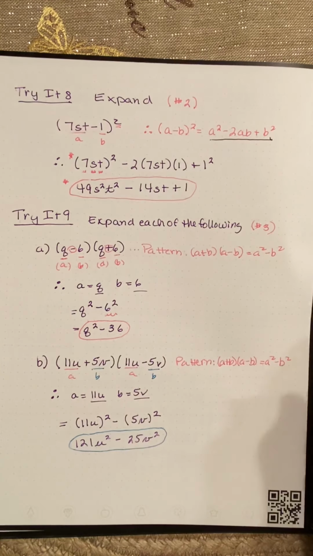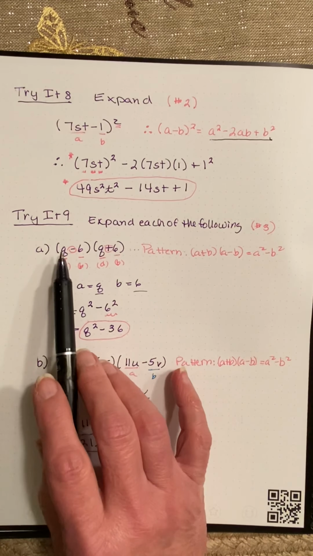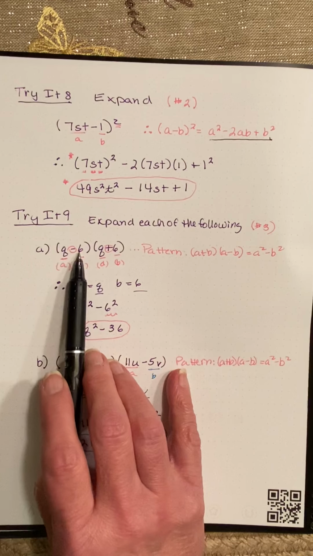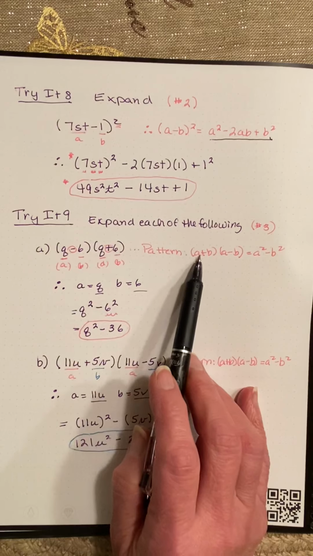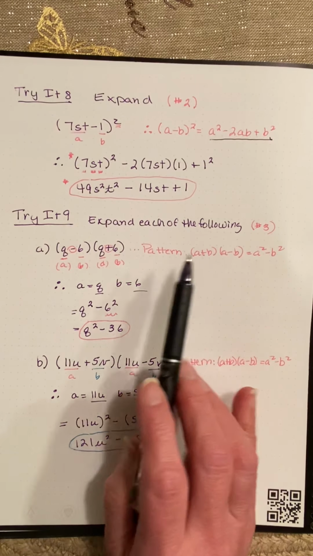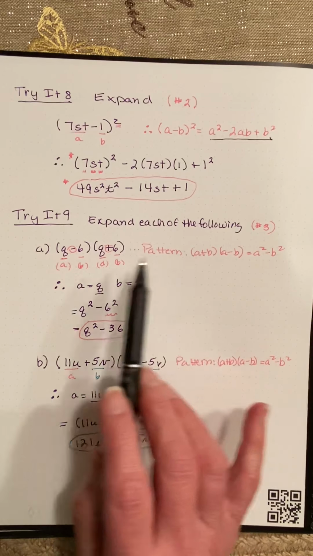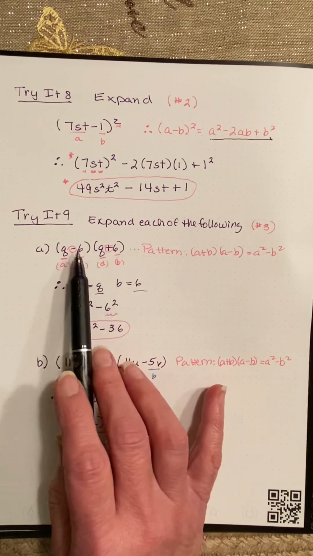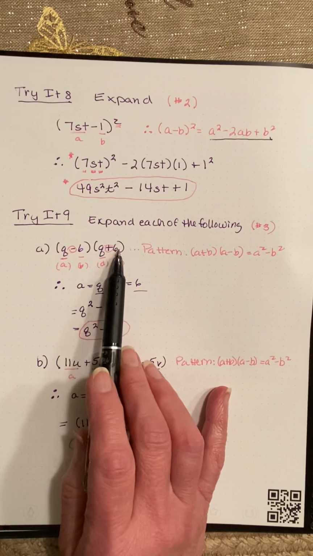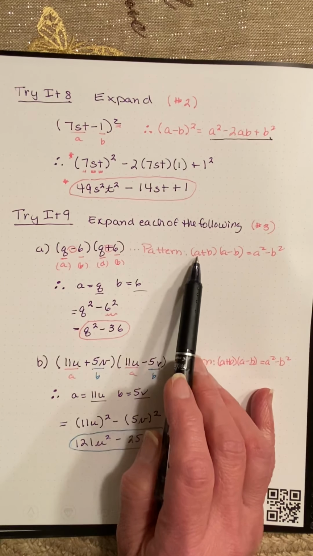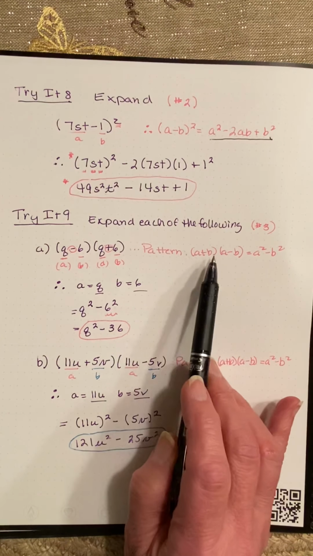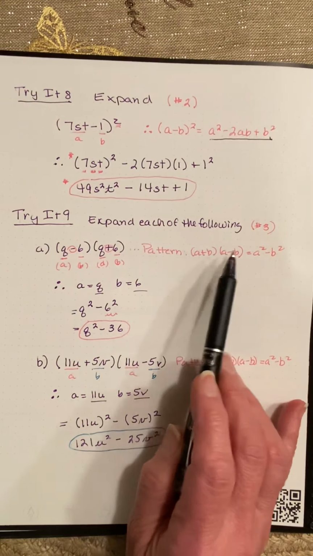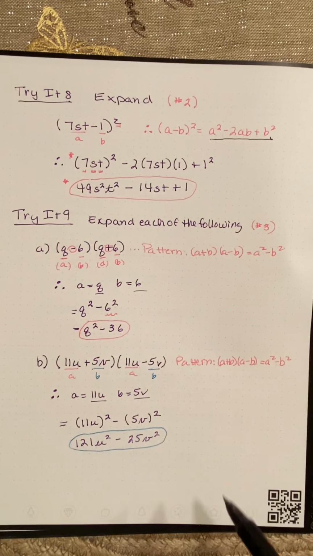Moving on to try it 9, we go to pattern number 3. So now we have q minus 6 times q plus 6. Now the pattern is actually a plus b times a minus b. But remember, when you're multiplying, you can flip those around. So if it's a minus b times a plus b, it's okay, even though the original says the plus comes first and then the minus. Because it's multiplication, I can flip these two values around. And that's exactly what they did.